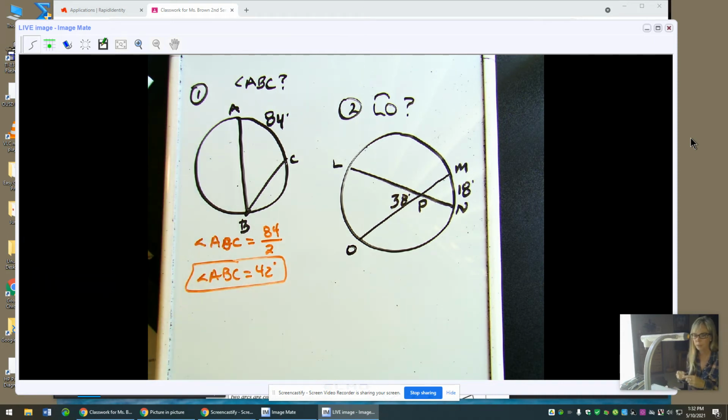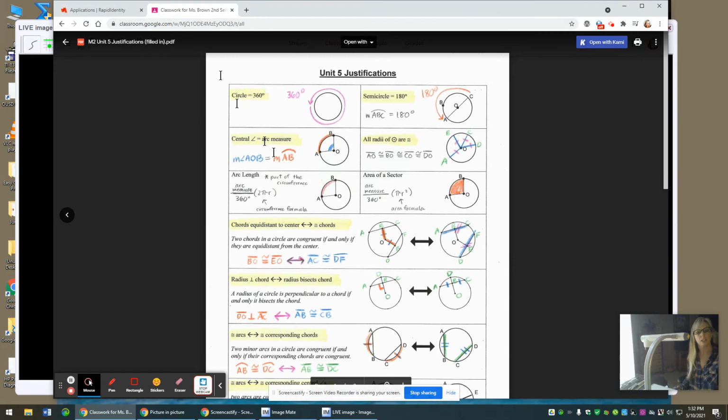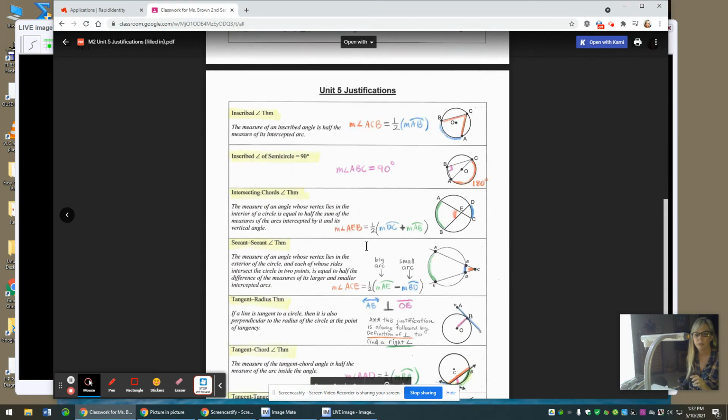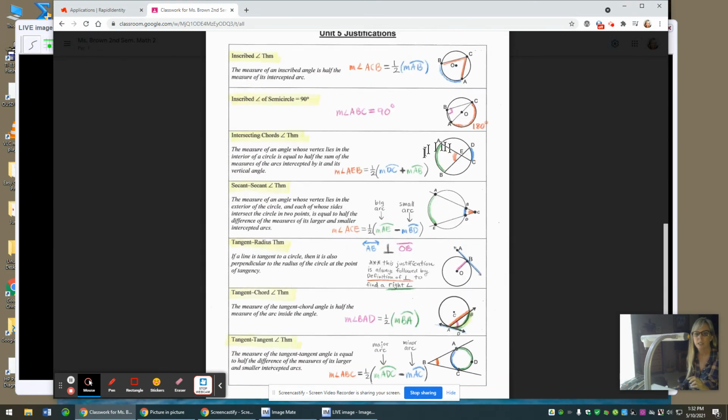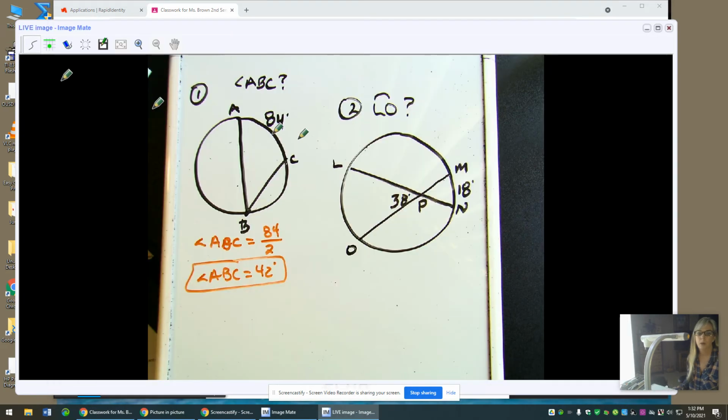Okay, number 2 is a bit more complicated. And again, if you forget or you're not sure, just go to the notes. So number 2 falls into this theorem here, the intersecting chords angle theorem. And it's a little more complicated. Half of the sum of the intercepting arcs is how we find the angle. Well, in the problem we're asking for, we have the angle.